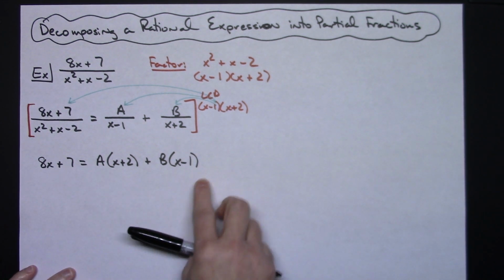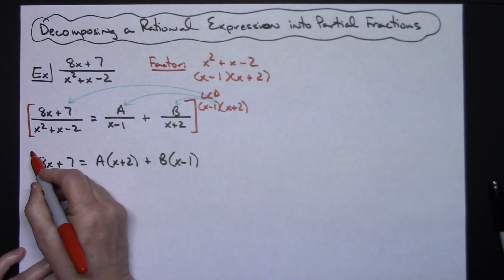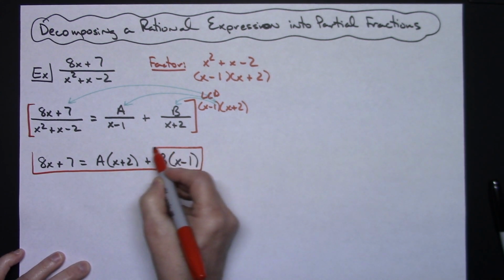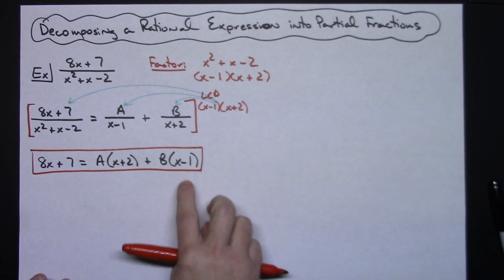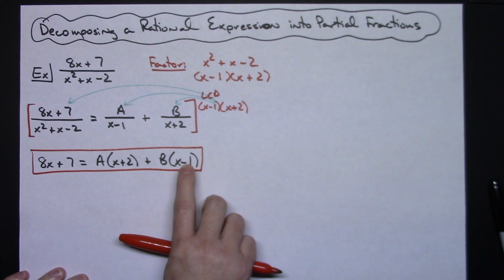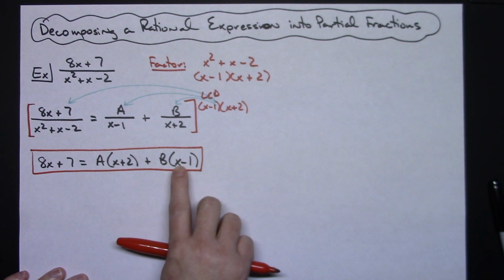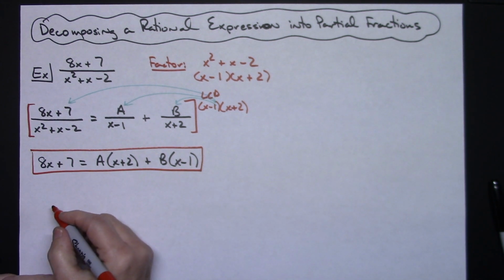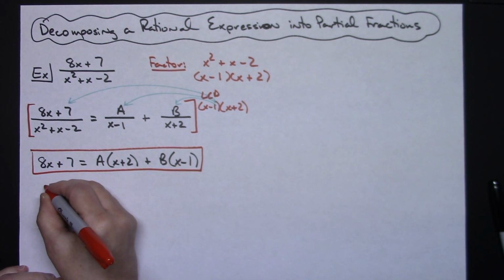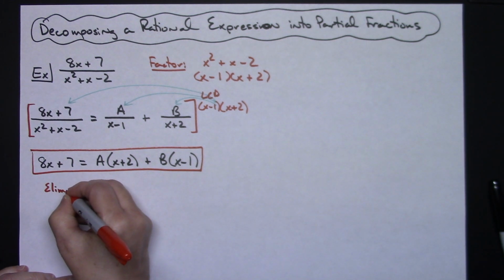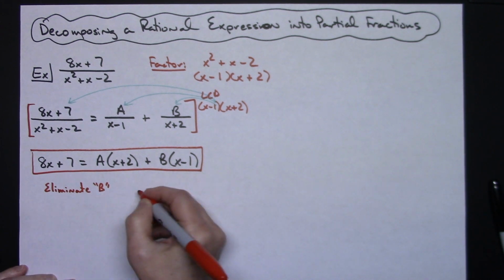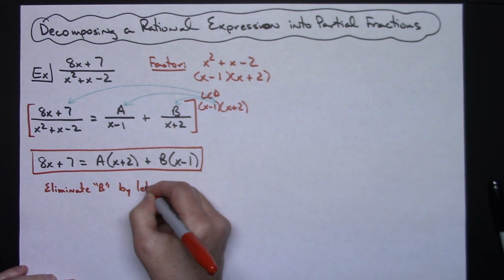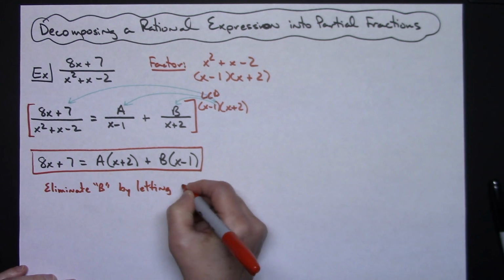Alright, now this expression is the expression that we're going to use. We're going to solve this at 2 different times. We're going to solve it so that we can figure out what A is, and we're going to solve it to figure out what B is. Okay, so first off, let's eliminate our B term. If I want to eliminate our B term, then I'm going to let x equal 1. Okay, so actually let's write that down so that you're going to remember what we're doing here. We're going to eliminate B by letting x equal 1.